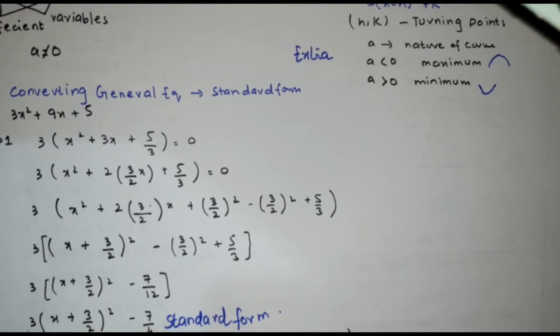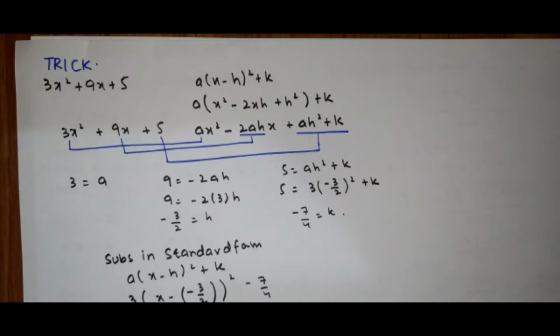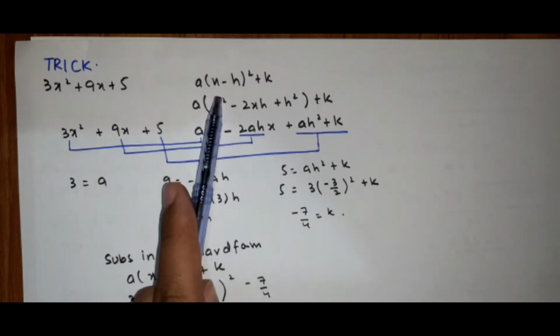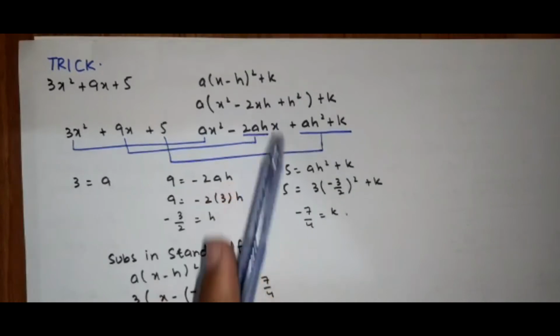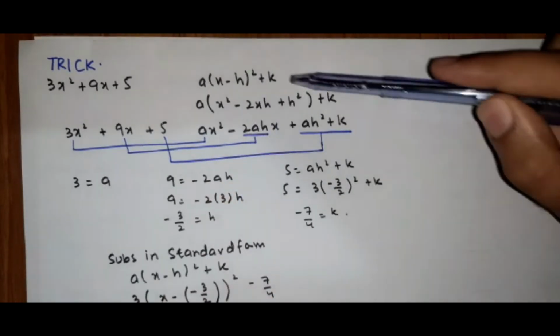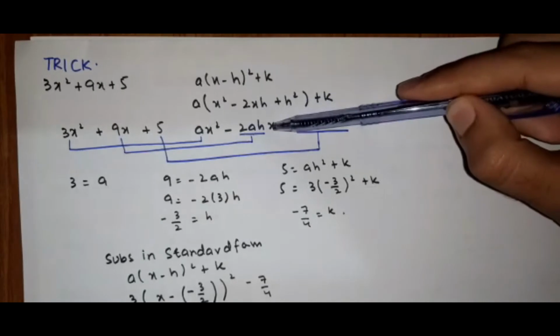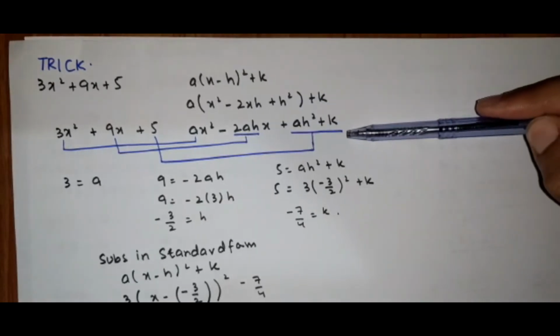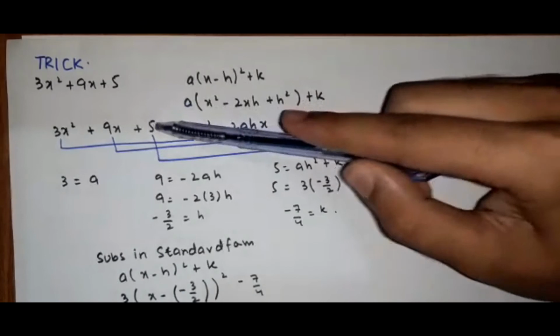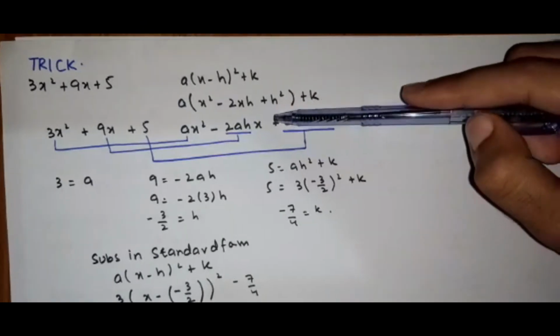Here we multiply it with 3 to get our standard form, that is 3(x + 3/2)² - 7/4. However, I have got a trick for you to convert the general equation into a standard form. So here you go with the general equation, that is 3x² + 9x + 5. We are going to compare it with our standard form, that is a(x - h)² + k. So first of all, we need to expand this bracket to get ax² - 2ahx + ah² + k. Now we will compare both of the equations with each other.